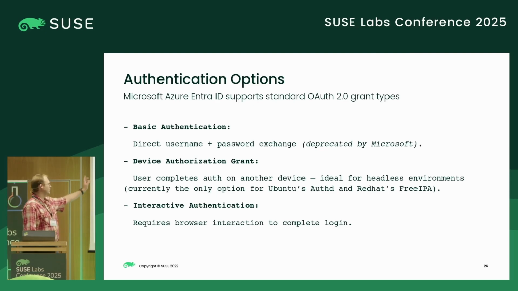Microsoft also supports the device authorization grant, where a user completes the authentication on another device. It's good for headless environments, and it is also really easy to implement over PAM because then you don't have to do any fancy footwork. This is currently the only option for authenticating on Ubuntu's Authd, which is the replacement for AAD auth, and Red Hat's FreeIPA. This is the only option that they provide.